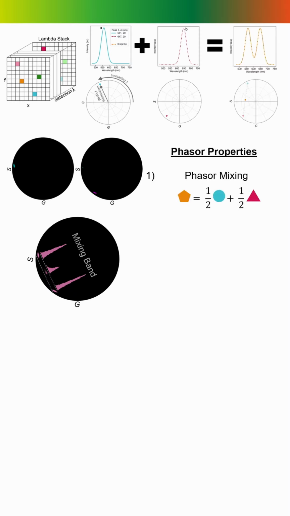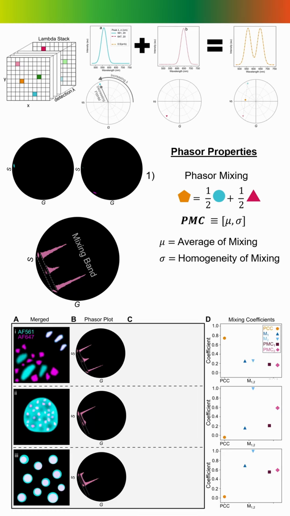Phasors exhibit two important properties. First, they allow us to calculate how much blue and how much pink make up any phasor point in the mixing band, simply by asking where along the line connecting them it is. This is the basis of the phasor mixing coefficient, PMC. PMC is made up of two values, mu, which measures the average extent of mixing, and sigma, which measures the homogeneity of that mixing. We demonstrated that these two values capture biological subtlety that Pearson's and Manders often obfuscate.